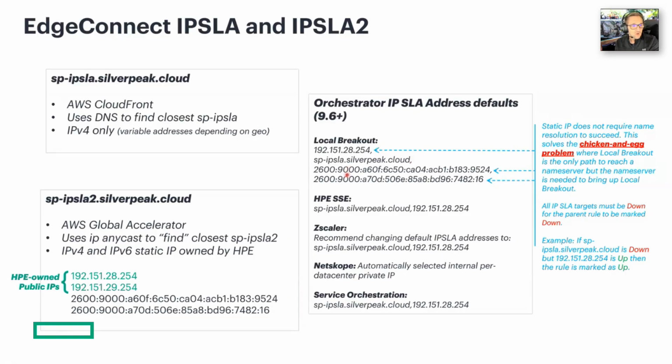And the next two are globally accelerated IPv6 endpoints. Do not change these. I suggest changing the Zscaler configuration from their internally configured VPN gateway address to these two addresses here. Netskope, you have no control over IPSLA, and then finally service orchestration, the defaults you'll see have been updated to these two addresses as well.